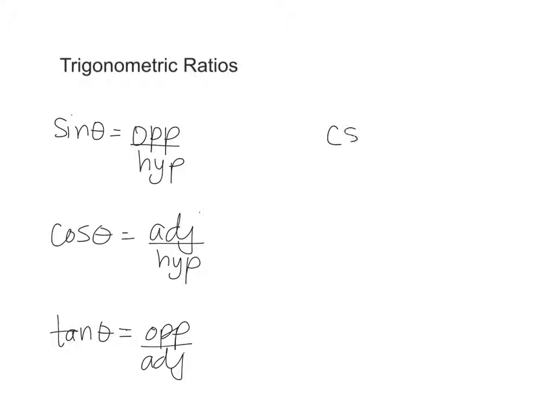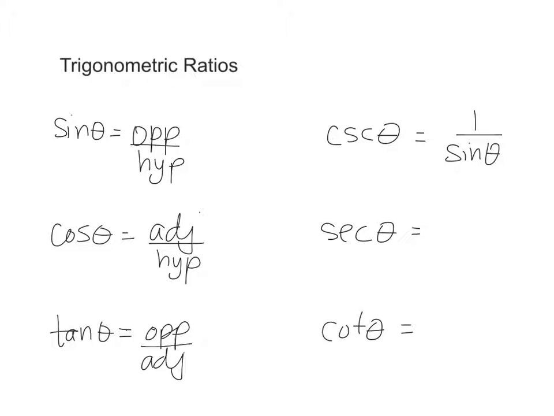cosecant, secant, and cotangent. And these are the reciprocals of the primary trig ratios. So cosecant is the reciprocal of sine. Secant is the reciprocal of cosine. And cotangent is the reciprocal of tangent.